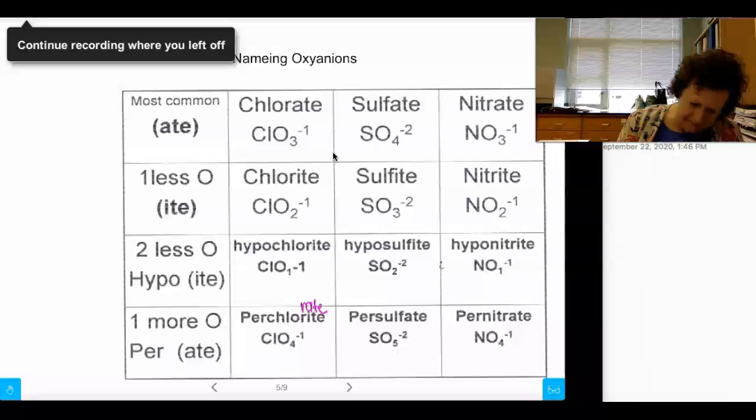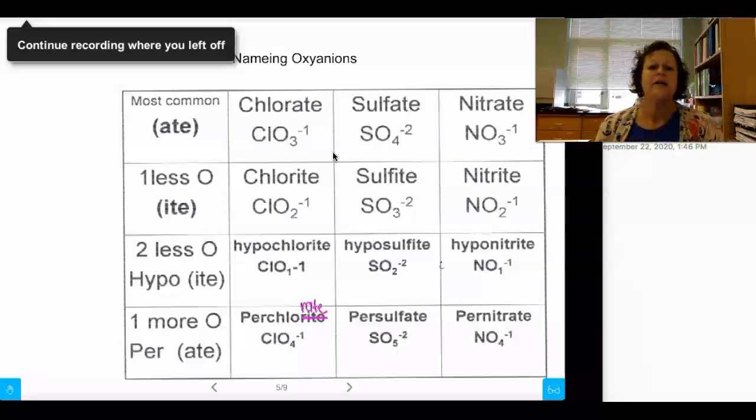chlorate, perchlorate, not right, perchlorate. Naming oxyanions change with oxygens. So the most common is at the top. You've got chlorate, sulfate, and nitrate. If you take one oxygen away, you get chlorite, sulfite, and nitrite.